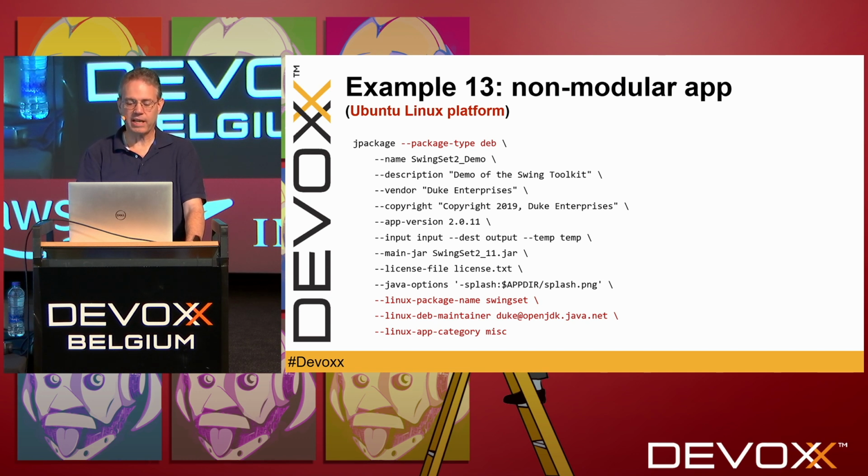The rest of this is the same Swingset 2 demo that you're used to and that we saw before. And then we specify a few Linux-specific options like the Linux package name, because I wanted it to conform to more natural conventions. I didn't want it to be mixed case with Swingset and an underscore in there, because it will default to the application name, but I wanted a different package name. And then I can specify the Linux Debian maintainer and the app category that it's going to go into. And I just put this in MISC because I didn't know where to put it.